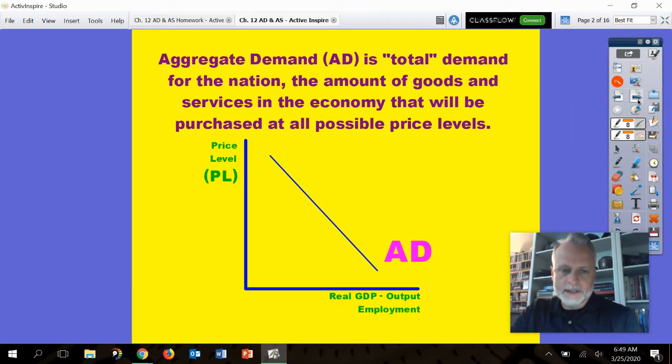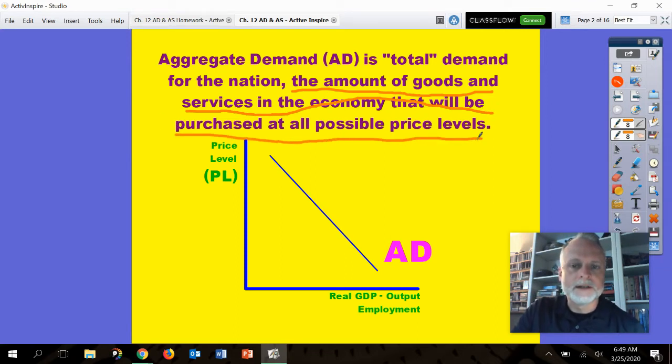Your first slide there is going to say aggregate demand, but there are some things here that you need to annotate and write. I'm going to underline them here for you. I think you have part of the definition, aggregate demand, AD, is total demand for the nation, but you need to go in and add the amount of goods and services in the economy that will be produced at all possible price levels. Okay, so that's some new information for you.